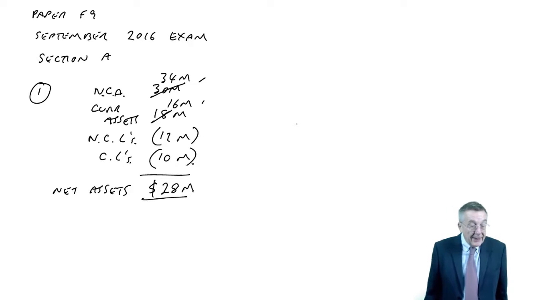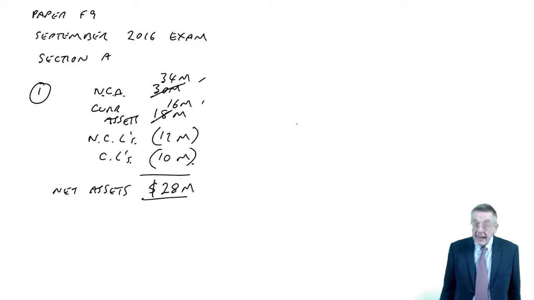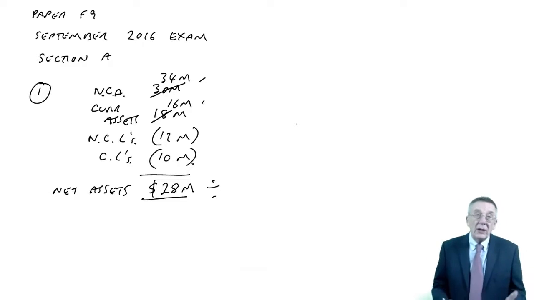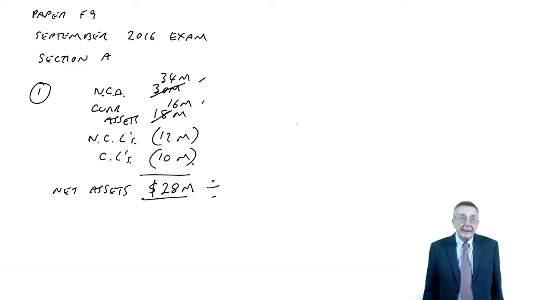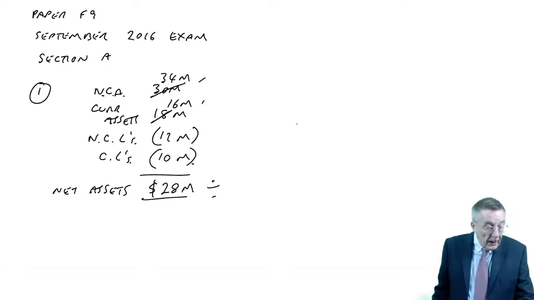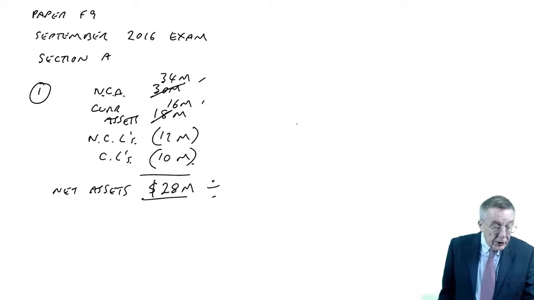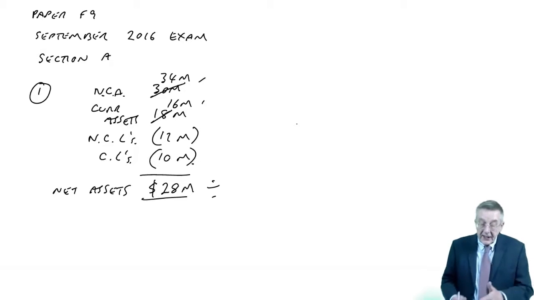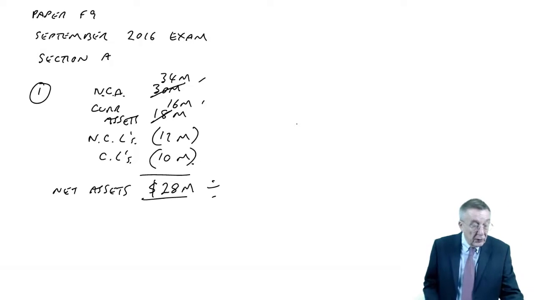However, they want the minimum price per share. So the price per share is divided by the number of shares. And one tiny trick here, which is a shame if you fall for it. It says the issued share capital is 1 million. It's very tempting to say, 1 million shares, that's $28 a share, which of course is one of the answers.